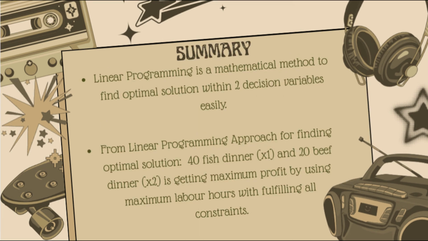Lastly, in summary, linear programming is a mathematical method to find optimal solutions with two variables easily. For the solutions part, from the linear programming approach for finding optimal solutions for this case study, 40 fish dinners, which is decision variable x1, and 20 beef dinners, which is decision variable x2, get the maximum profit by using the maximum labor hours while fulfilling all the constraints.